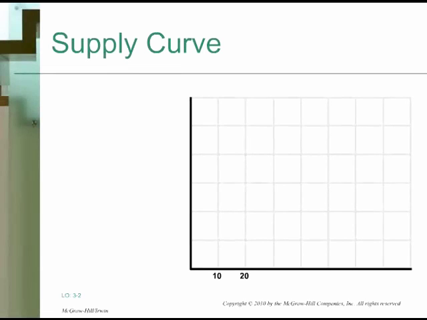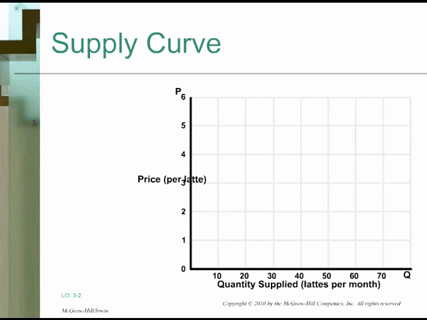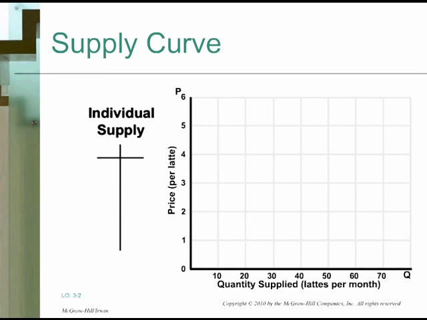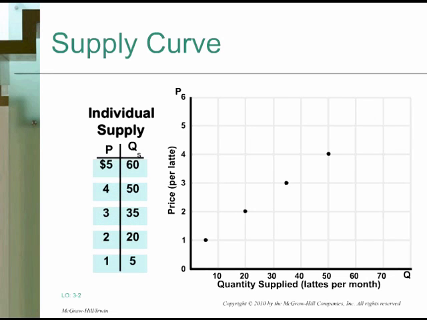Let's draw a supply curve. Suppose a coffee shop is willing to supply 60 lattes per month at a price of $5. At a lower price of $4, the shop will only be willing to sell 50 lattes. At $3, 35 cups. At $2, 20, and only 5 cups of latte if they were to be sold at $1 per cup. We can again plot these combinations of prices and quantity supplied on the graph.